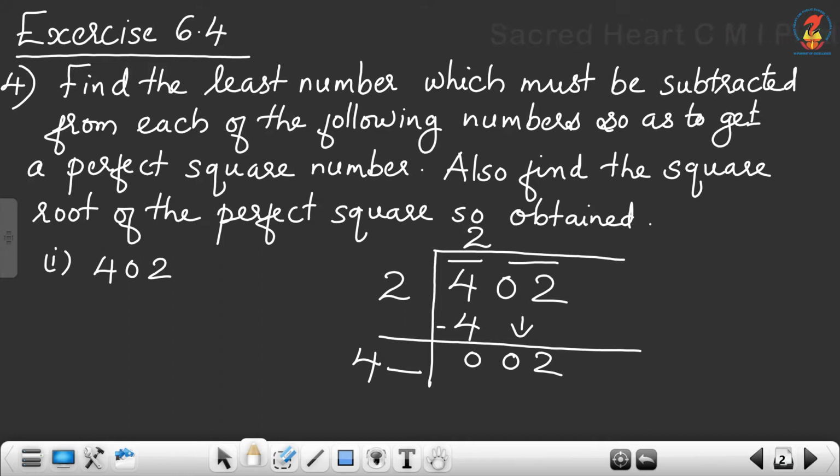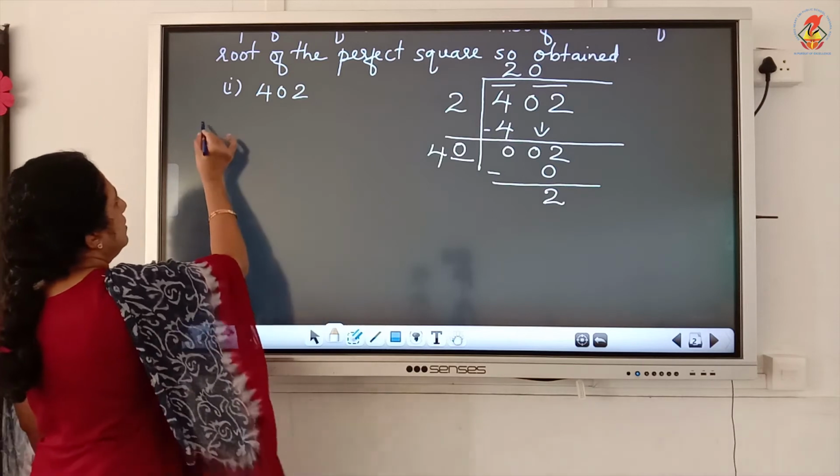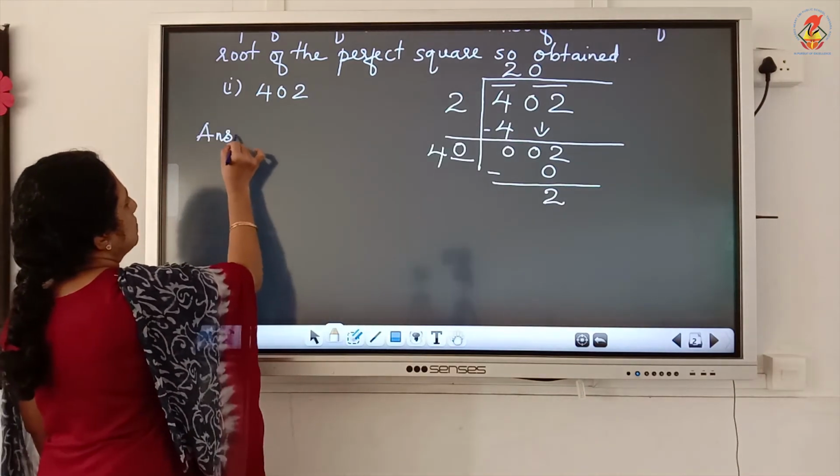Now here we got 2. So which digit will come here? It will be 0. Then 40, and in the quotient also we have to put the second digit as 0. So 40 into 0, you will get 0. Now 2 minus 0, so the remainder is 2.